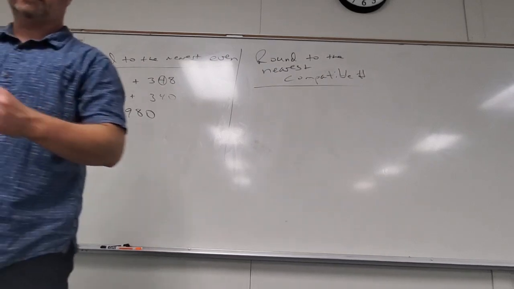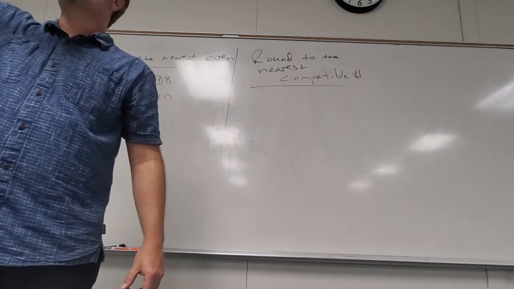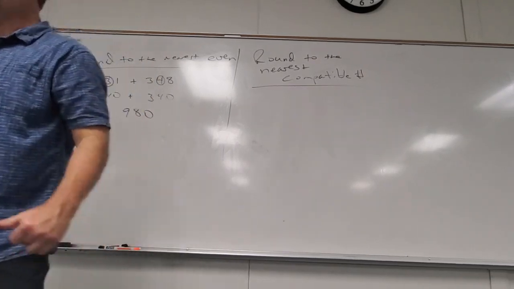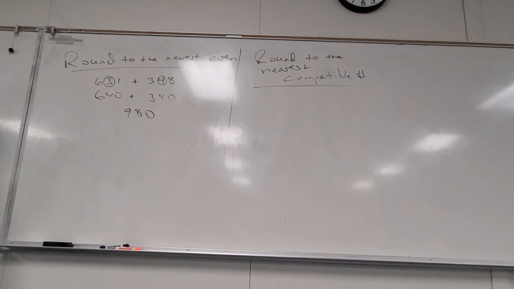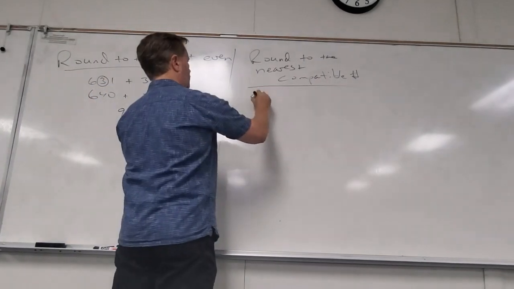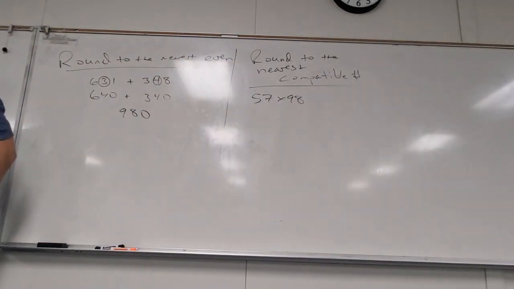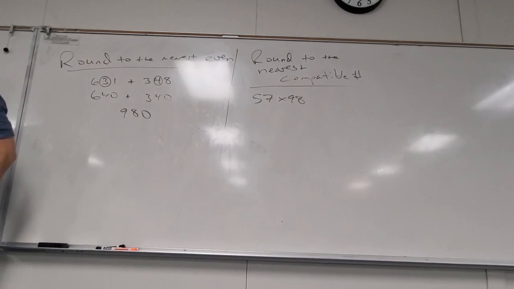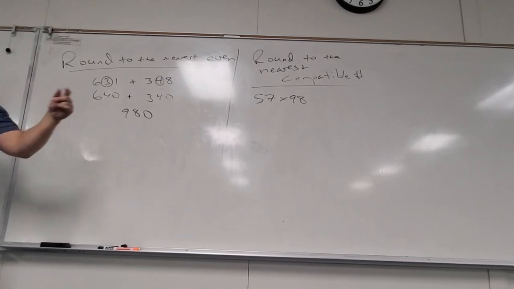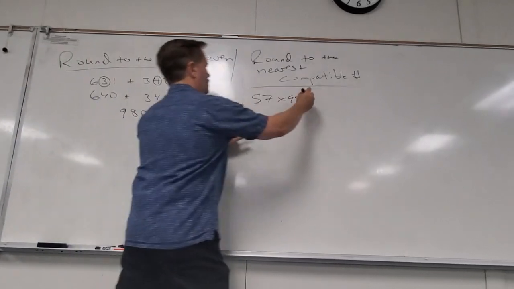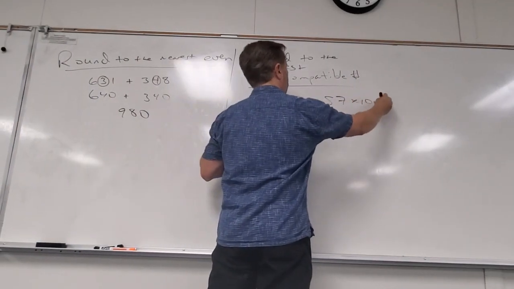Anybody, or even just take a guess what a compatible number might be. Could be. So there's a wide range of things that would be compatible numbers. So, for example, if I had 57 times 98, what number is compatible with multiplication? What number is one of those close to that would make multiplication easy? 100, right? So I can make this approximately 57 times 100, so 5700.